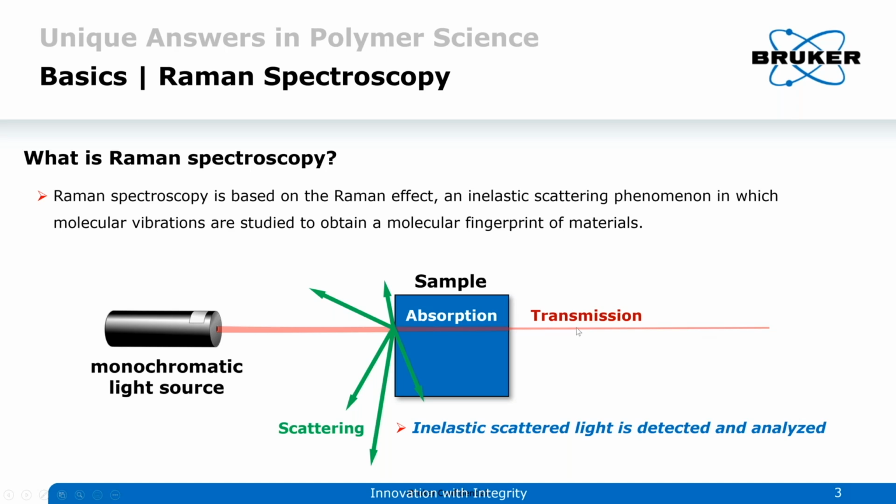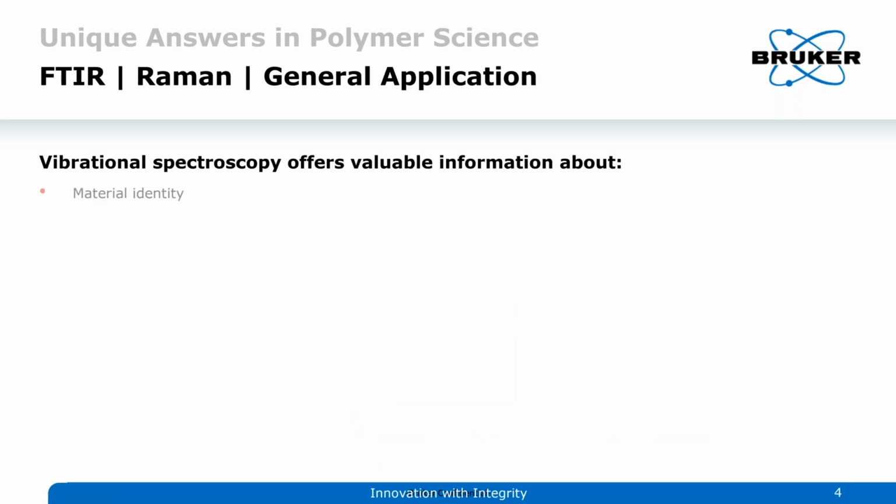We'll obviously ignore that. We're going to sit on the backside here and look to collect the data that's inelastically scattered from your sample. So some of the advantages of infrared and Raman spectroscopy: for doing materials identification, it's just the absolute best tool, non-destructive and very, very specific.